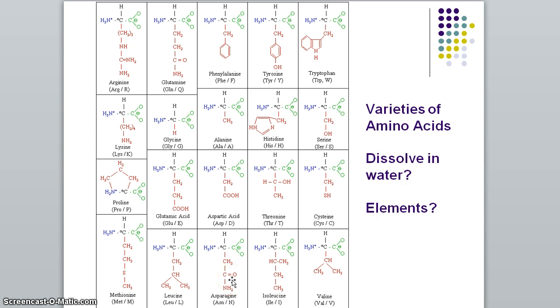Remember, like dissolves like. Elements: carbon, hydrogen, oxygen, and nitrogen. Okay, so that's the third one. And occasionally sulfur, and it's only found in cysteine. If I can, yep, right here. You can see the sulfur right there.